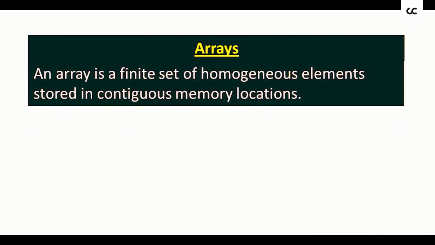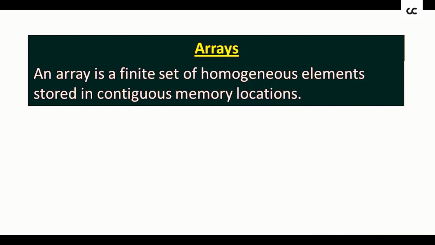Now I will give you an idea of arrays. By definition, we can say that an array is a finite set of homogeneous elements stored in contiguous memory locations. What is homogeneous? Homogeneous means belonging to the same data type. So it is diametrically opposite to heterogeneous. That means an array is a finite set where we can store elements belonging to the same data type.